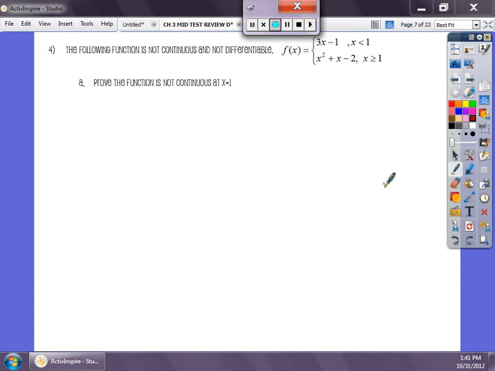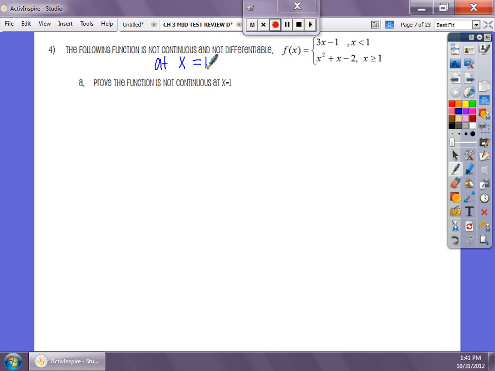All right, so page 2, we start with number 4. We're going to have a not continuous function, not differentiable function, and if you remember in class, I told you to write at x equal to 1. So at x equal to 1, I'm already telling you the function is not continuous and not differentiable, and you're just going through the steps of proving it.